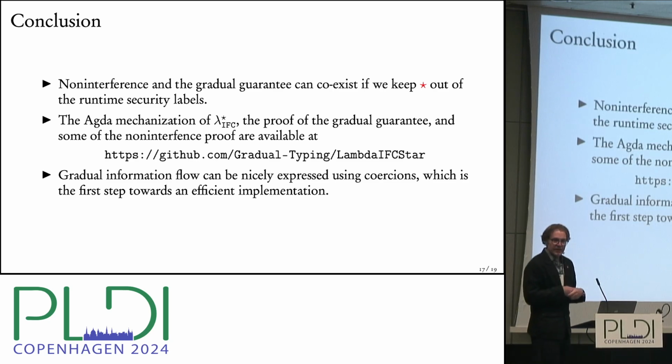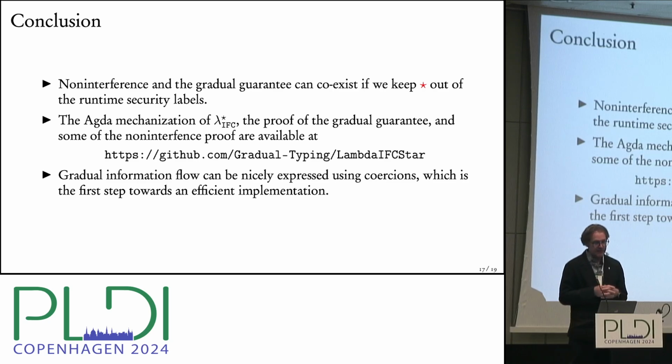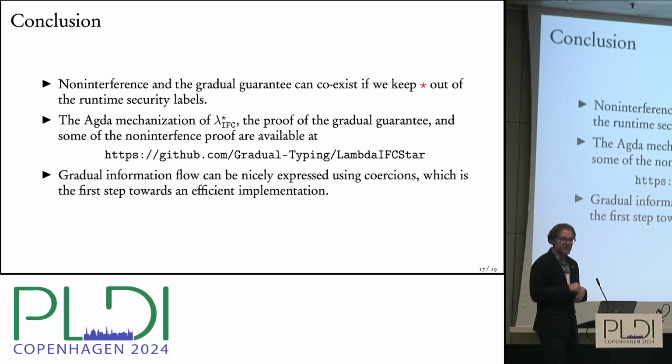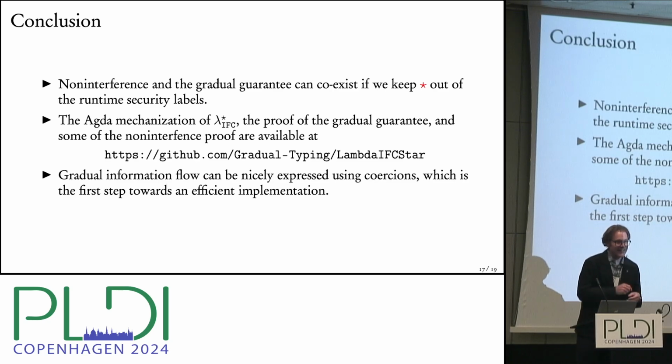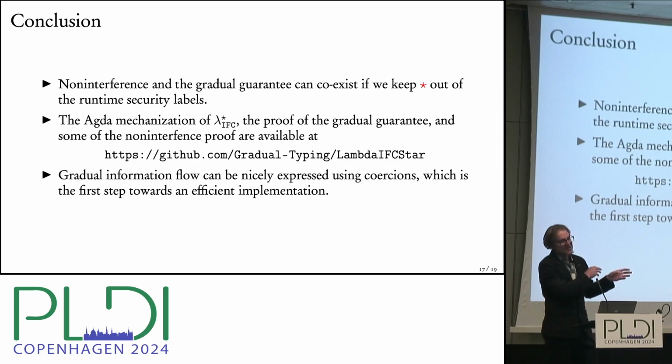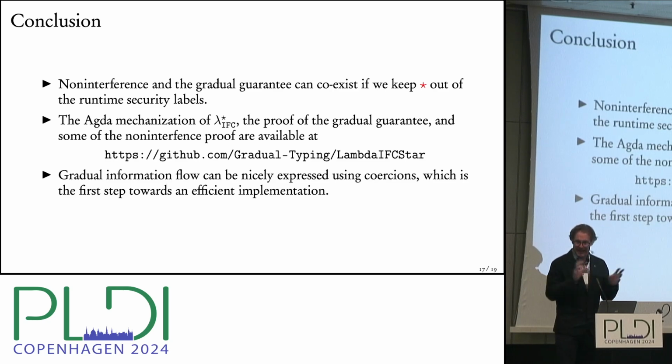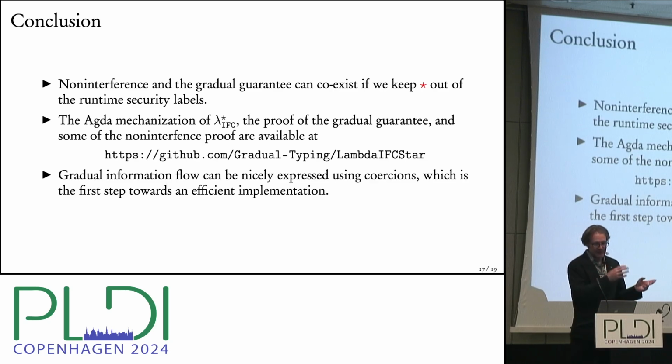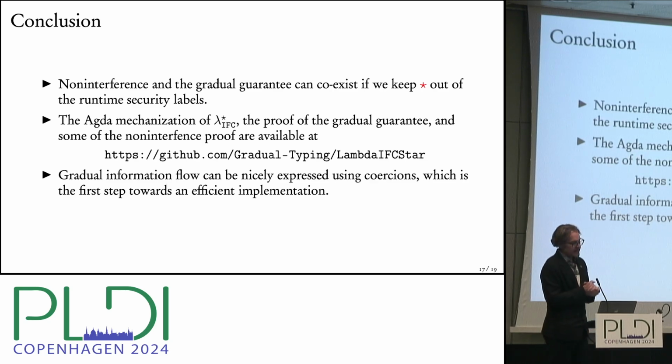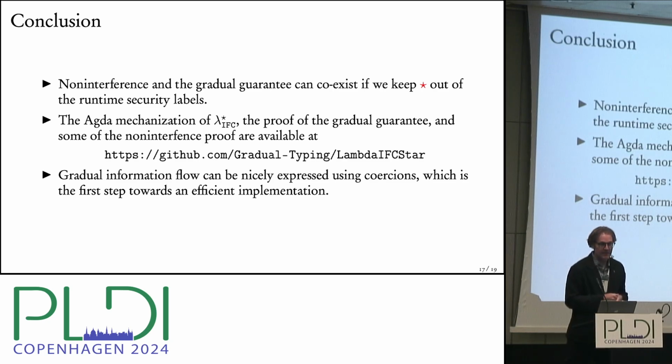We've done an Agda mechanization of this calculus with a full proof of the gradual guarantee. We've got some but not all of the non-interference proof also mechanized. We do have a full non-interference proof for a slightly different language. Last year we had a different design that wasn't as good as this one, but we had a full proof of that, and now we're still updating that proof to match the new design. And also, if you're interested in gradual typing and using coercions, one nice thing about our development is that we show how to do IFC using coercions. And with that, I will take questions.